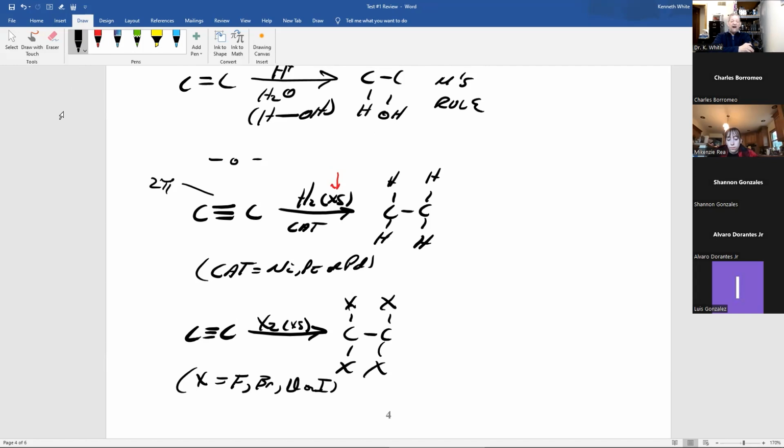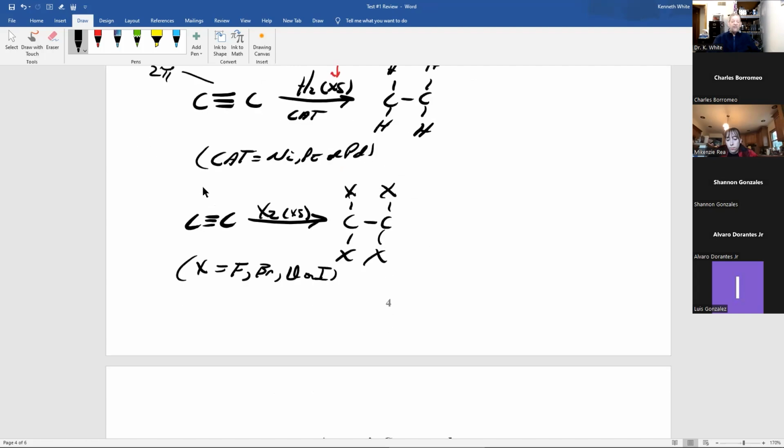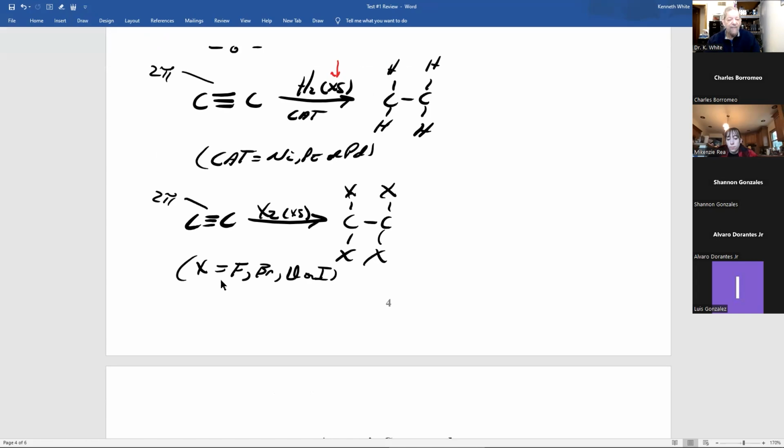We have 2 pi bonds. You have a catalyst, which can be nickel, platinum, or palladium. And you break the 2 pi bonds, and each carbon of the triple bond gets not 1, but 2 hydrogens. For a triple bond with halogen, we do the same thing with excess. And again, since you have 2 pi bonds, each carbon of the triple bond gets 2 halogens.